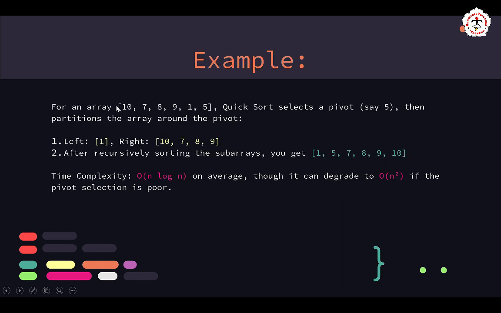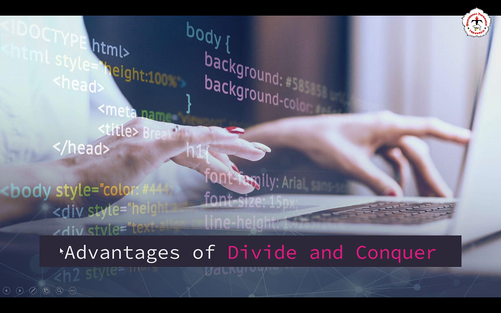Example. For an array like this, quick sort selects a pivot, say 5. We will search for 5. Then partition the array around the pivot. Pivot 5, left is 1, right like this. There are 4 values in the array. After recursively sorting the subarrays, you get this. Time complexity is O(n log n) on average, but it can degrade to O(n squared) if the pivot selection is poor.